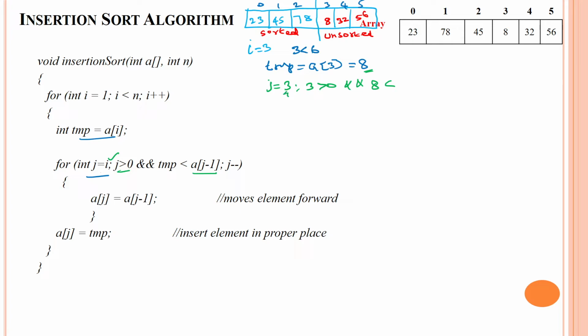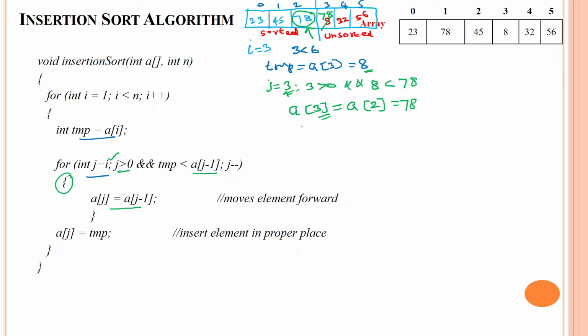So j is 3, a of j minus 1 is a of 2. So a of 2 is here 78. So 8 less than 78. Yes, it is also true. Once it is true, then this loop will initiate. So in this loop, we have a of j. A of j is a of 3. J value is 3, equal to a of j minus 1, so 3 minus 1, 2. So what is the value at a of 2? 78. So 78 is going to be assigned in the place of a of 3. So here 78 will be assigned.